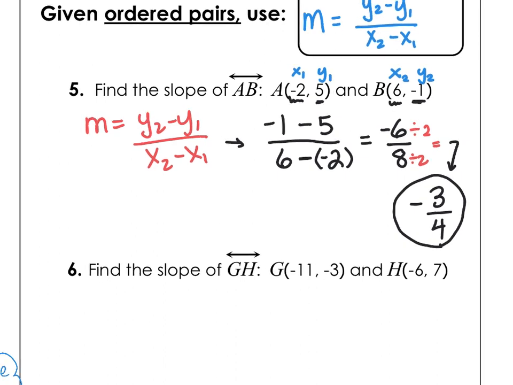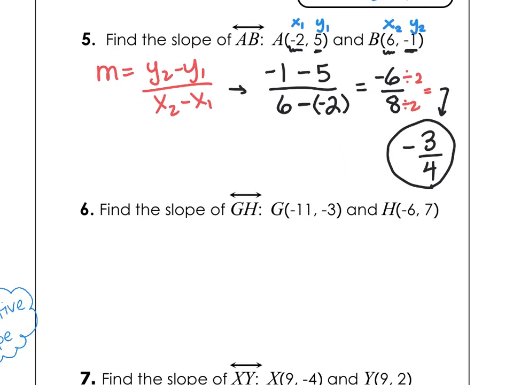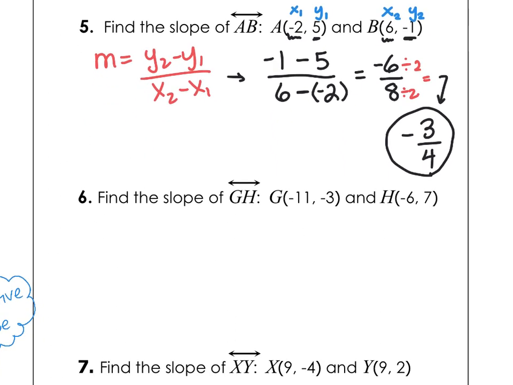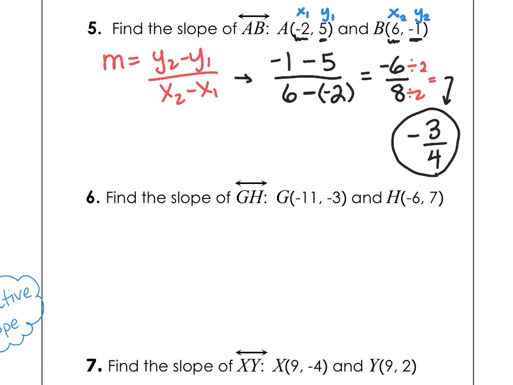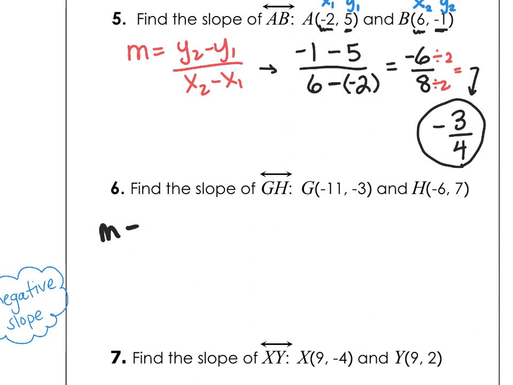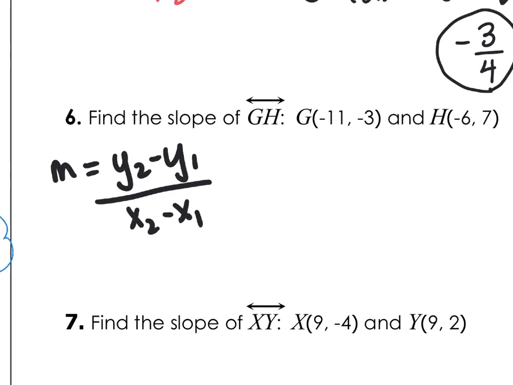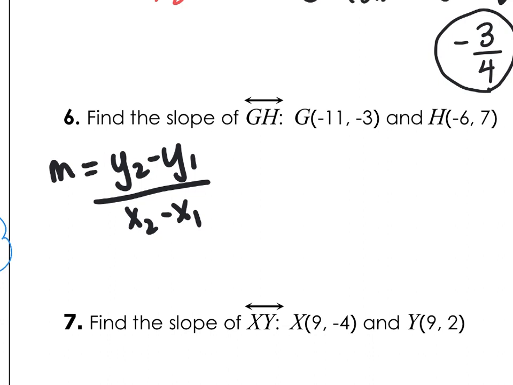Okay, let's move on to number 6. Here we go. I'm going to use the same formula. I'm just going to write it down every single time. So you're all like, yeah, that's the formula. I'm going to zoom in and label. This is my x, y, x, y. I'm going to make this one 1 and this one 2.